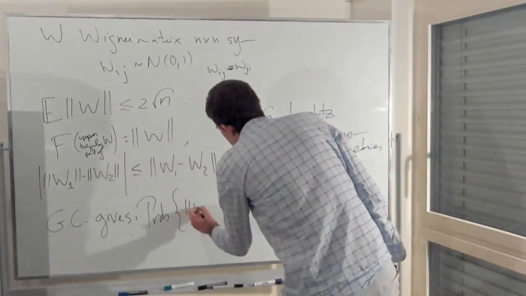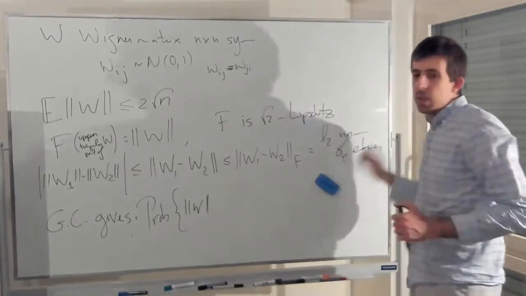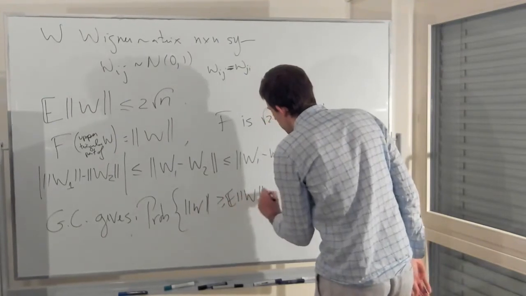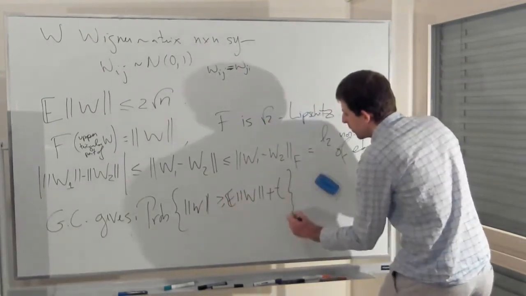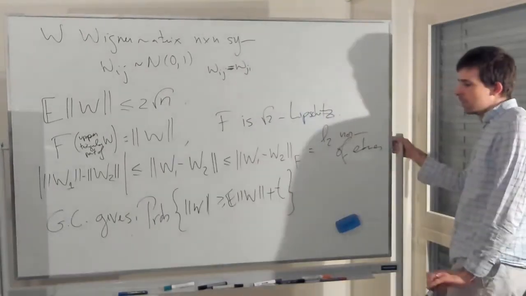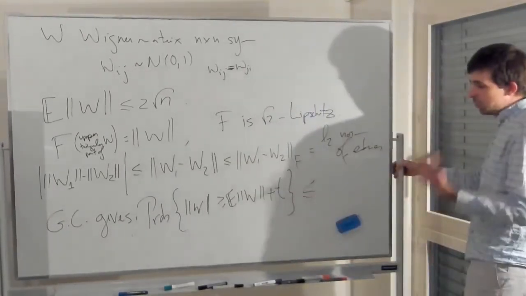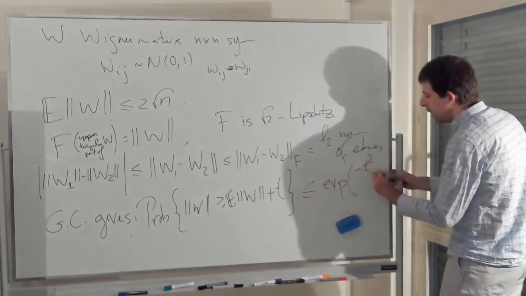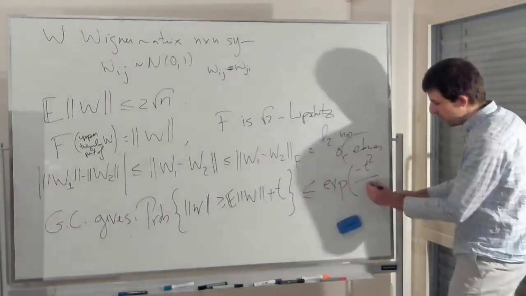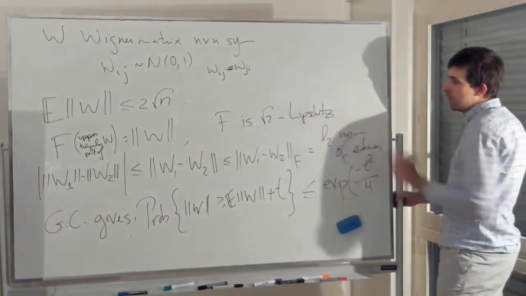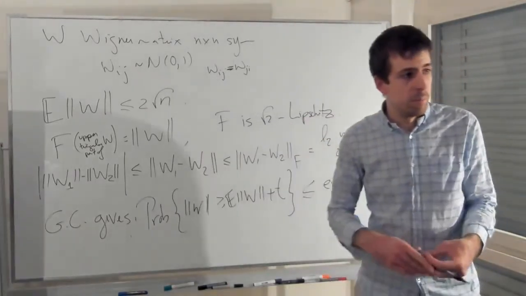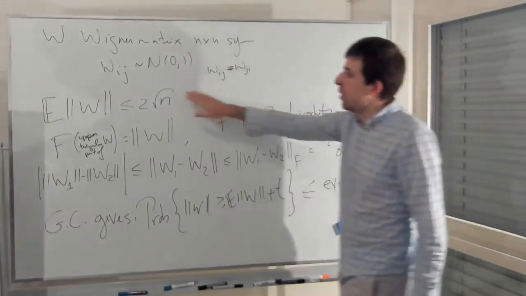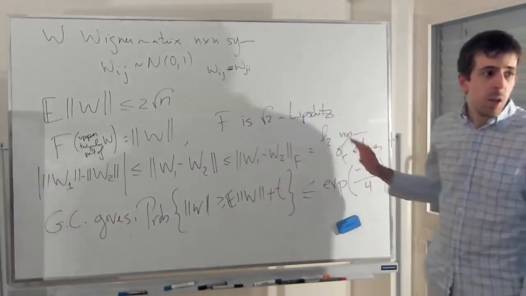So the probability that the spectral norm of W is bigger or equal than the expected value of the spectral norm of W plus t will, by Gaussian concentration, be smaller or equal than exponential of minus t squared over 4, which is 2 times the Lipschitz constant squared. And we use here the bound that we haven't used yet, but we will now. Okay, so let's say that we have this.